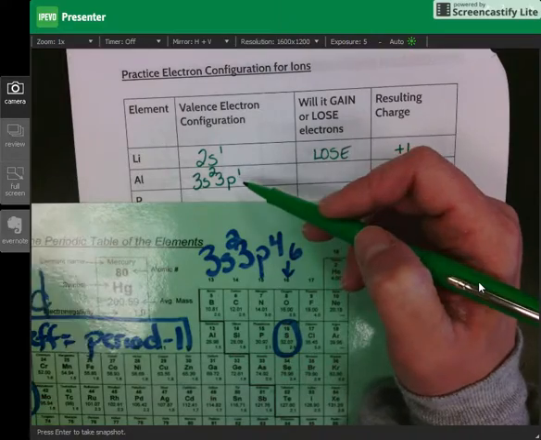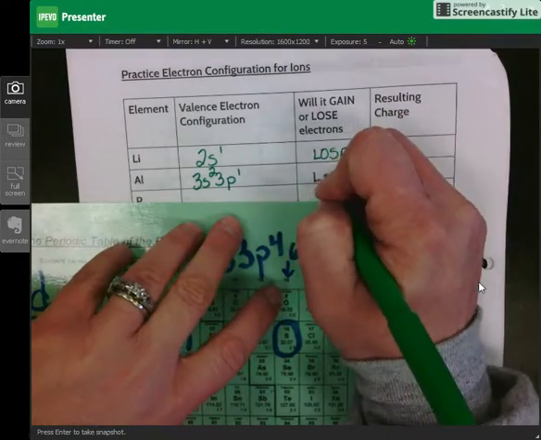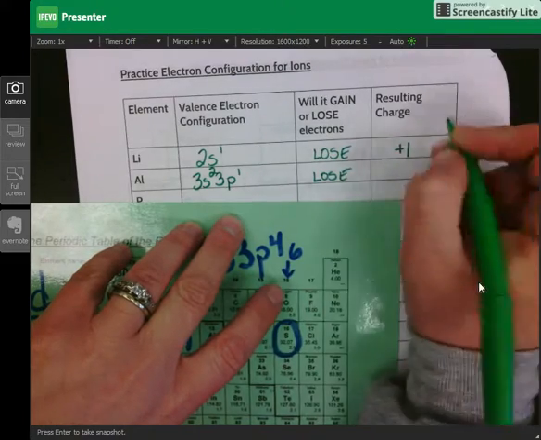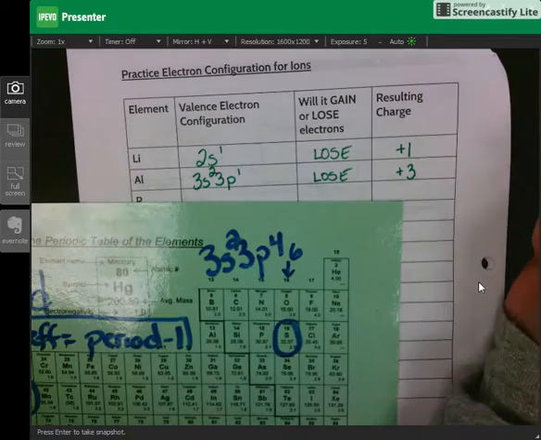So I have a choice. I can lose the 3 or gain 5. And it's easier to lose the 3, so I'm going to lose them. And since there's 3 of them, it now becomes a plus 3.